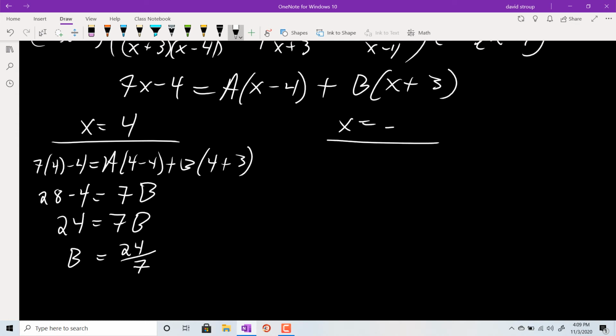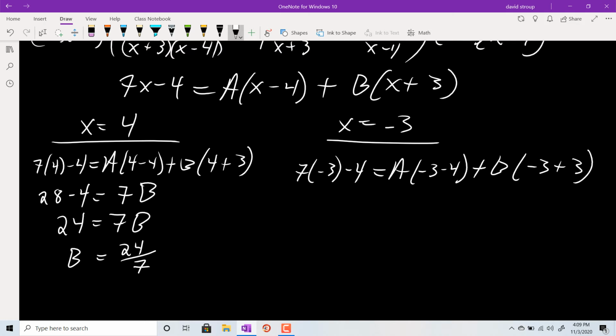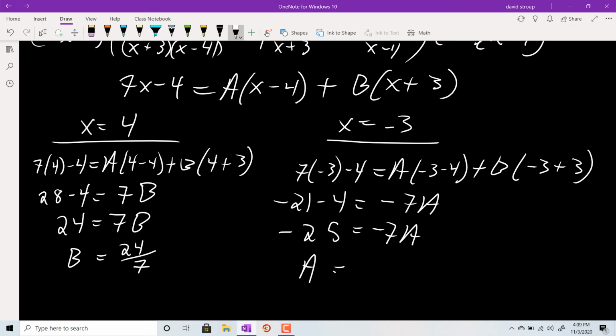Okay, the other guy, let's try negative 3. 7 times negative 3 minus 4 equals a times negative 3 minus 4 plus b times negative 3 plus 3. Okay, so negative 21 minus 4 equals negative 7a plus 0. Negative 25 equals negative 7a. And it looks like I get another weird fraction, 25 sevenths.